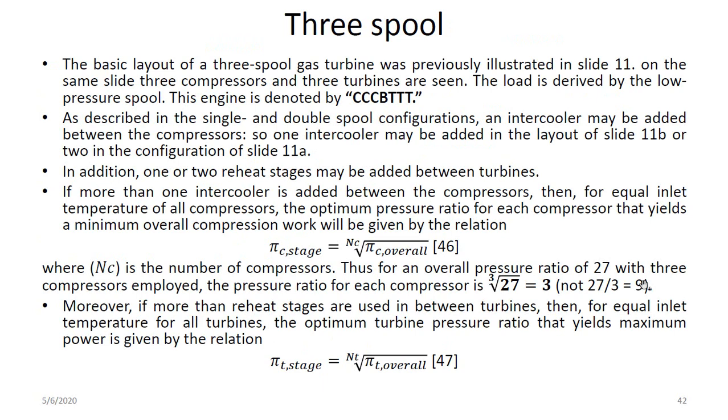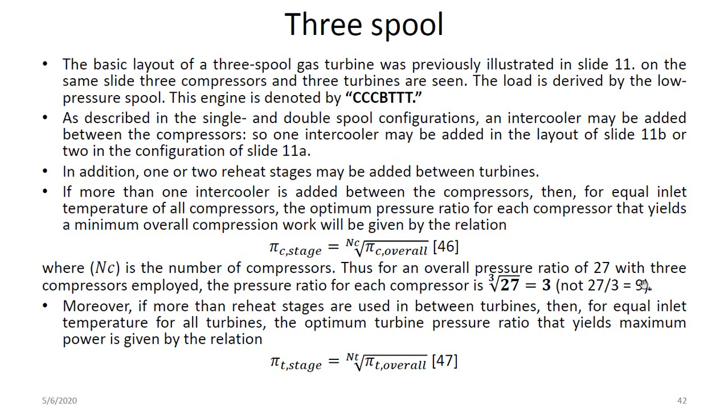All right. Then sometimes you can have a 3-spool, like 3 shafts and 3 compressors. Then you've got one combustion chamber in between, and that arrangement is denoted CCCBTTT, like triple C, B, triple T, to imply 3 compressors and 3 turbines. All right. And you can also add an intercooler, a reheat, or a regenerator if you wish.